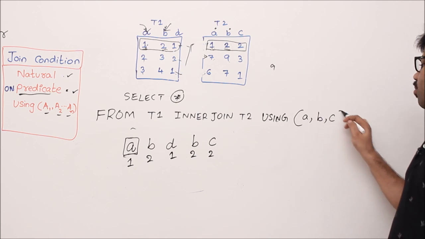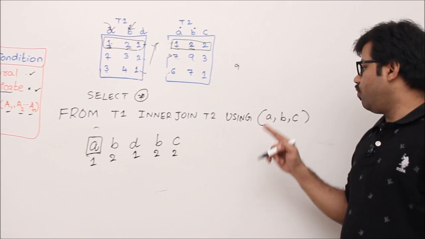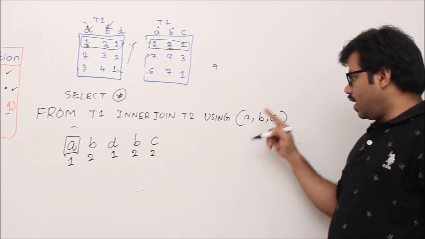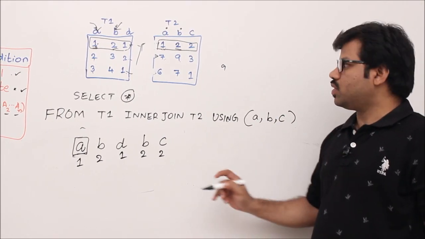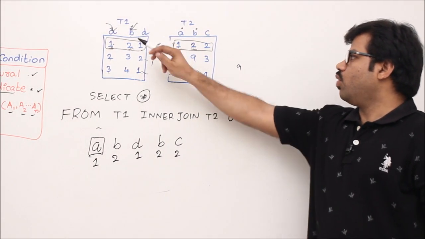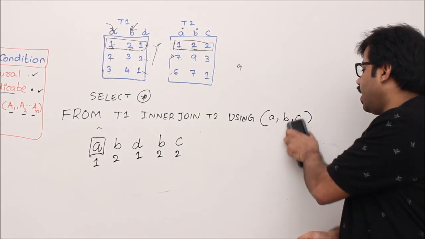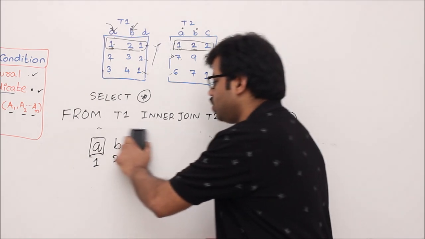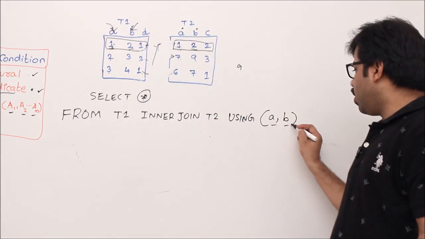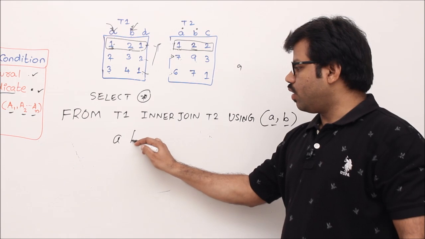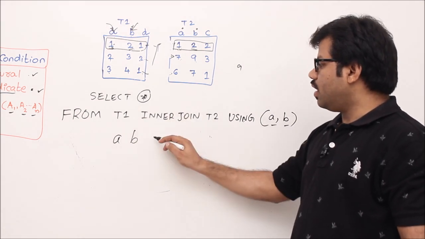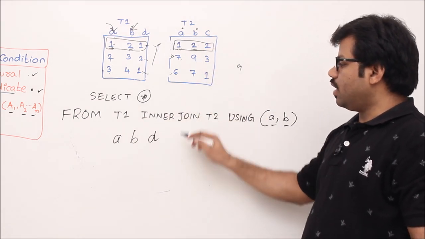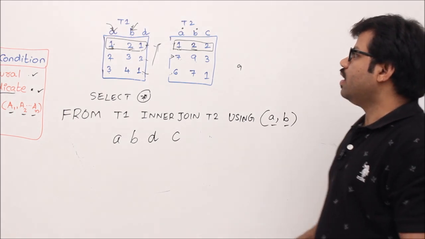But don't write A comma B comma C. Why, sir? If you write A comma B comma C, then A, B, C should be common columns, but only A, B are common. So at most we can write A comma B. When you mention it like this, the A comma B columns are common, so they are printed only one time. Then D, after that C. So A, B, D, C.